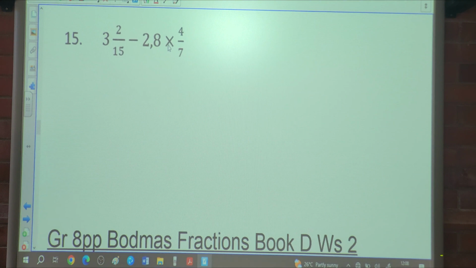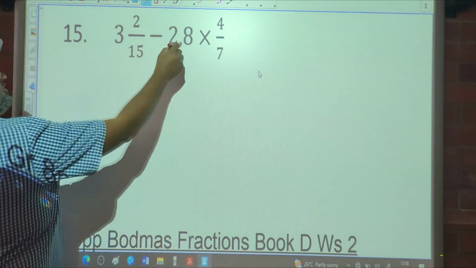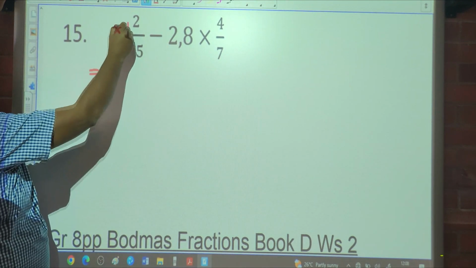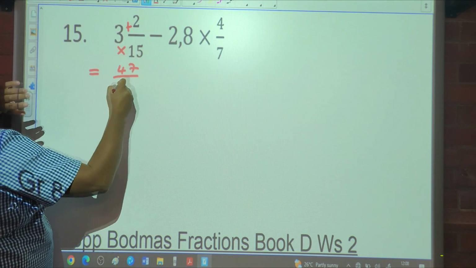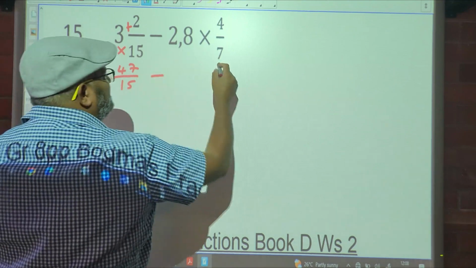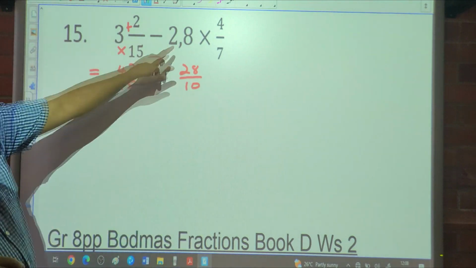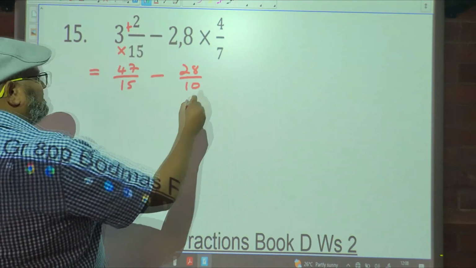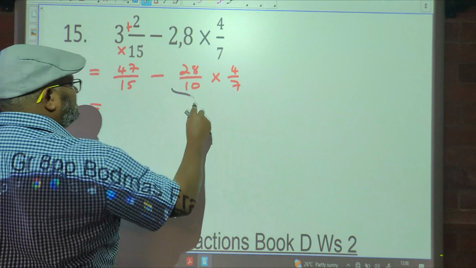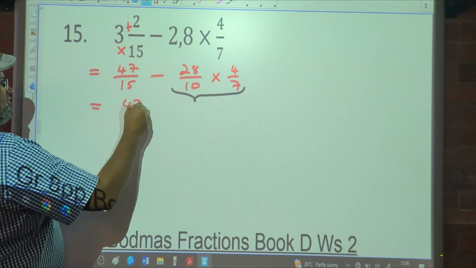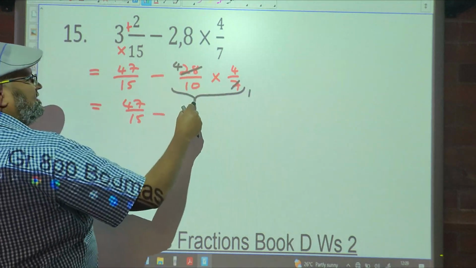Number 15. So first we need to change the decimal to a fraction and the fraction to an improper fraction. So 3 multiplied by 15 is 45 plus 2 is 47 over 15 minus. Now 2.8 can be written as 28 over 10, because there is one digit after the comma. And the sum is multiplied by 4 over 7. So what needs to be done first? Multiplication.